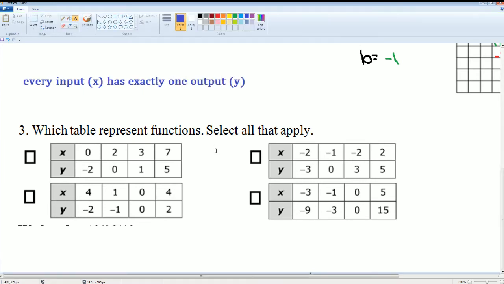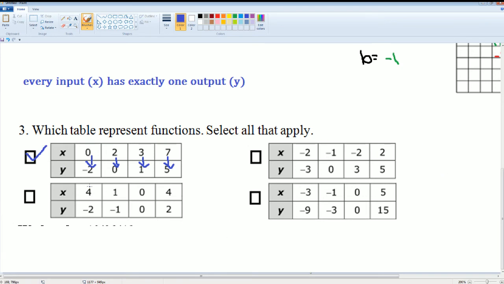Okay, so let's go over this. Check it out. If you plug in the 0, what do you get? -2. Right, that works. Good. If you plug in a 2, it gets you a 0. That works. You plug in a 3, you get a 1. That works. You plug in a 7, you get 5. That works. So this is a function.